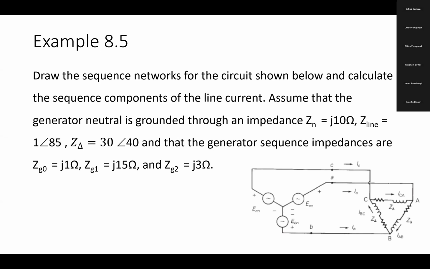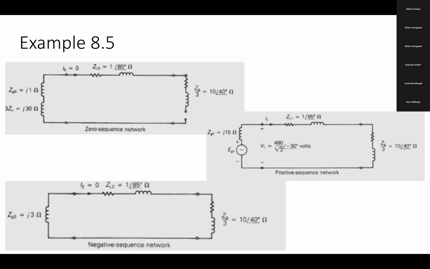So we are just taking the impedances as they are. Generator sequence impedances: positive sequence is 15, negative sequence is 3, and zero sequence is 1. Okay, so let's put it here. Starting from the positive sequence, you take the generator impedance 15 with the voltage source. For the negative sequence, just put the impedance alone. And for the zero sequence, put the impedance and multiply the Zn by 3.